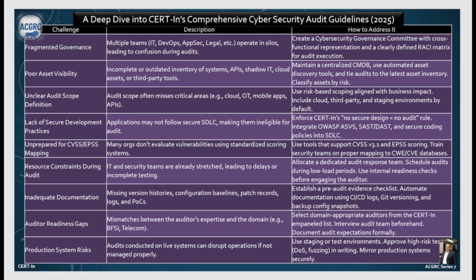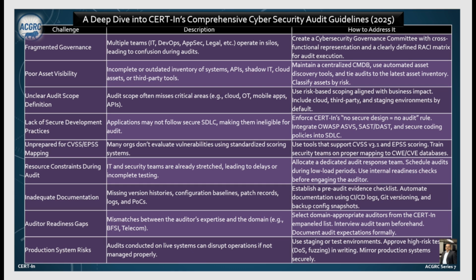Second is incomplete or outdated inventory of systems, APIs, shadow IT, cloud assets, or third-party tools. This is a case of having poor visibility of your assets. To address it, you can maintain a centralized CMDB. Easier said than done, but it's required. Use an automated asset discovery tool and tie audits to the latest asset inventory. Classify assets by risk if possible.